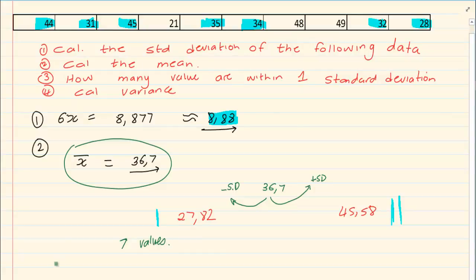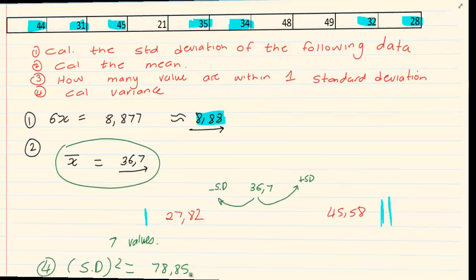Now the next question is, calculate the variance. Variance is simply standard deviation squared. So we're going to say 8,88 squared, and we have it as 78,85. So the standard deviation, if you square it, you get the variance. So the variance is 78,85.